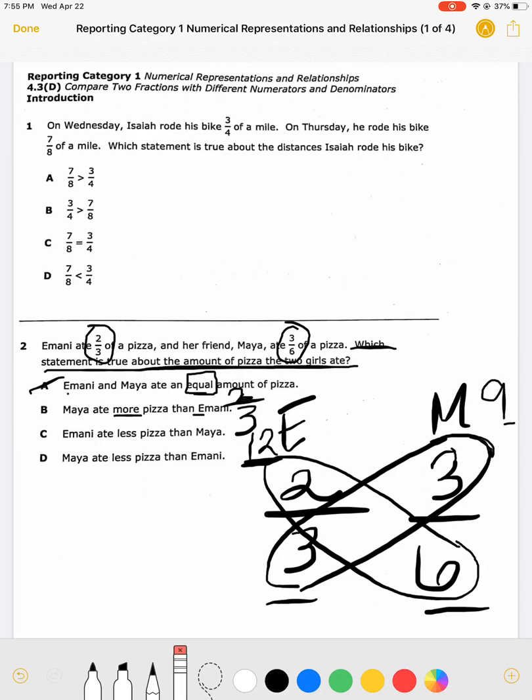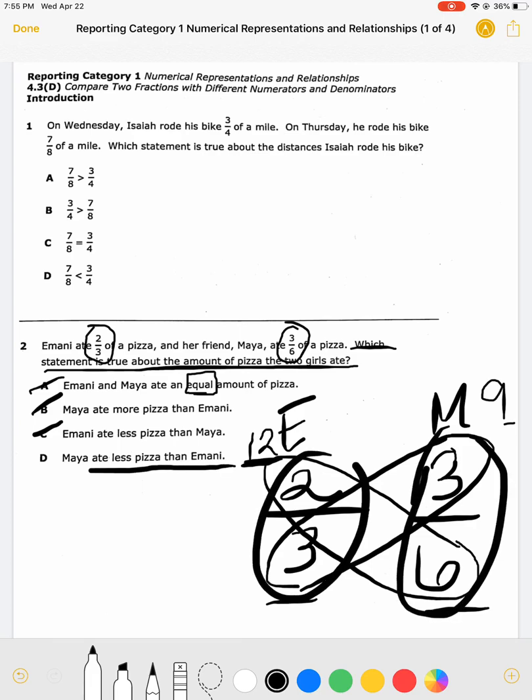So let's look back at our answer choice. Maya ate more pizza than Imani. Is that true? No. Choice C. Imani ate less pizza than Maya. So this is saying 2/3 is less than 3/6. Is that true? No. Or choice D. Maya ate less pizza than Imani. Yes, because 3/6 is less than 2/3.